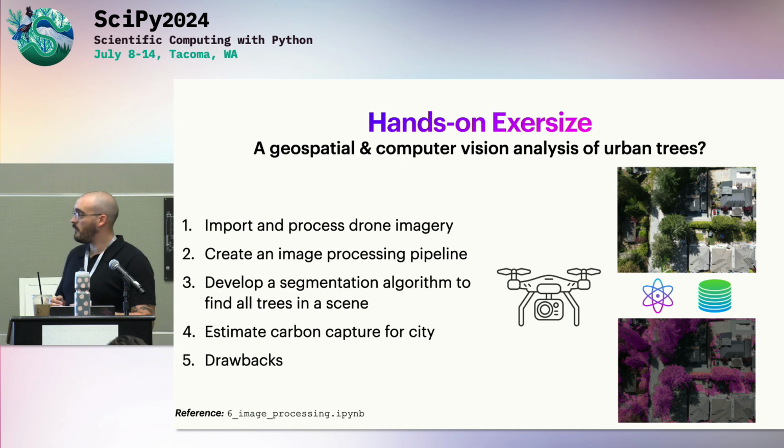Then we're going to use the context of the scene to grab all the greenery for each individual image. For each image, we're going to measure the ground sampling distance associated with the canopy cover, and then use all that information to try and estimate the carbon capture for the city of Vancouver, British Columbia. And the last thing, talk about some drawbacks, because there's a lot of them. This is not perfect.